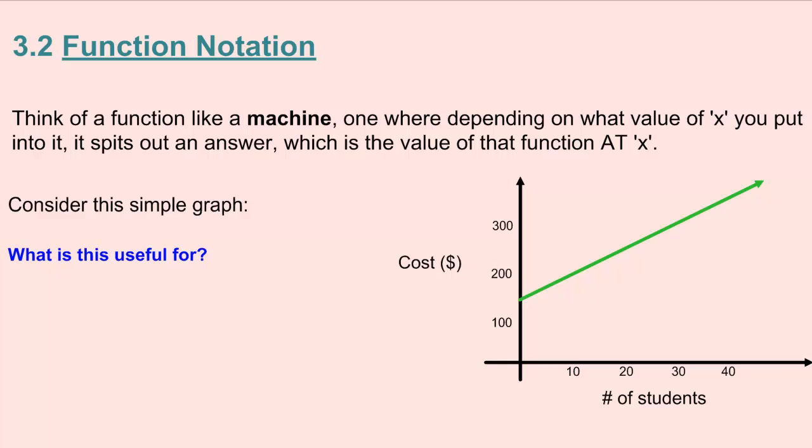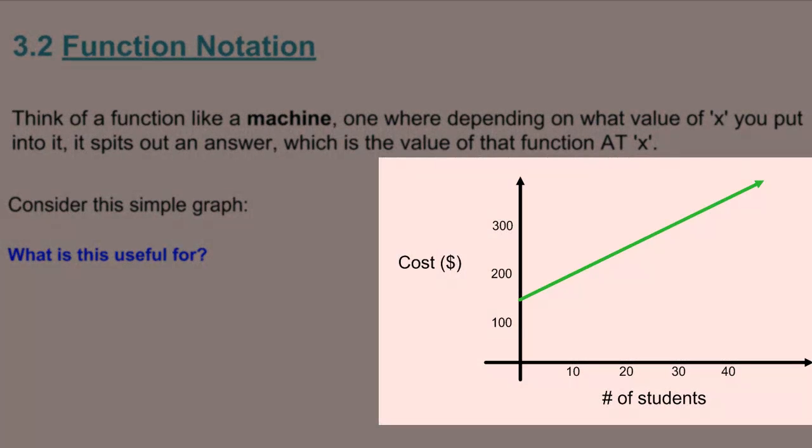Let's think of a function like a machine, one where depending on whatever value we put in for x, we get some value of y. We think of that machine as spitting out an answer. And if we put in the same value of x every single time, it will always spit out the same answer for y, because there's only one possible value for y.